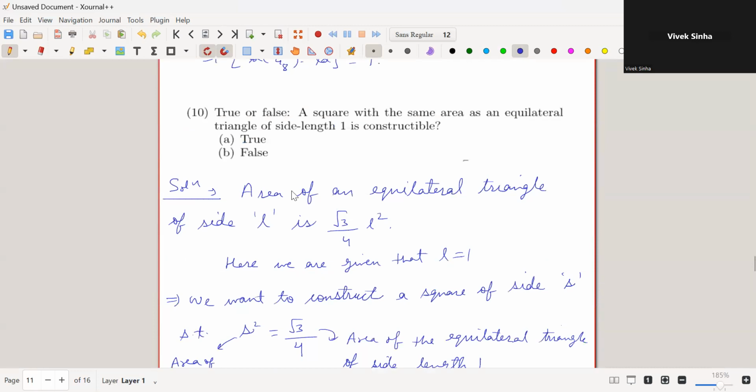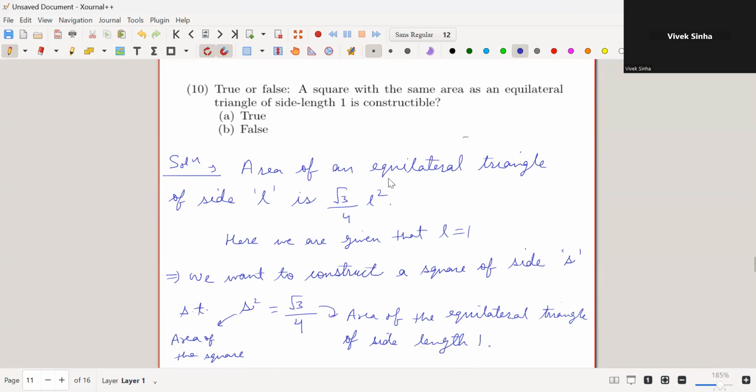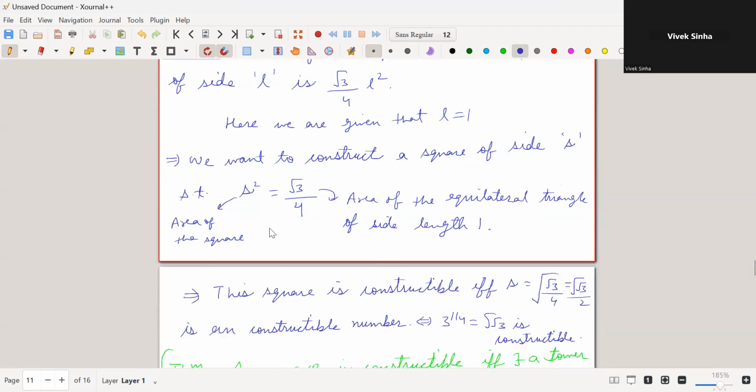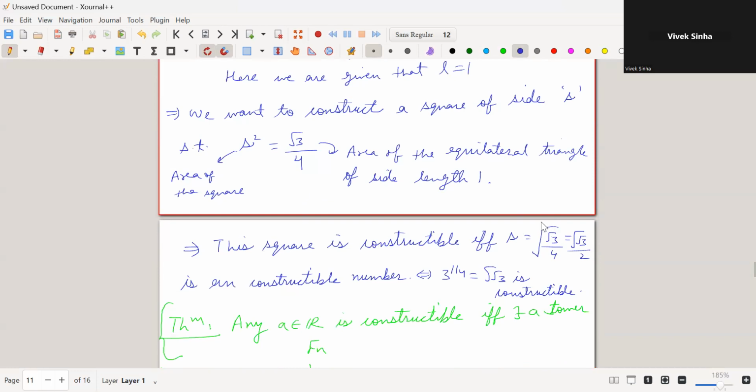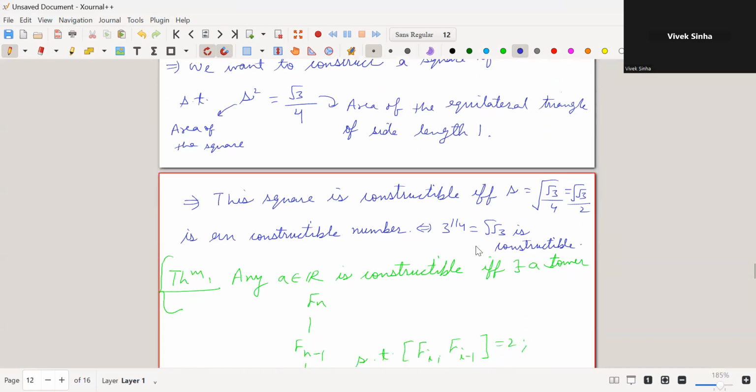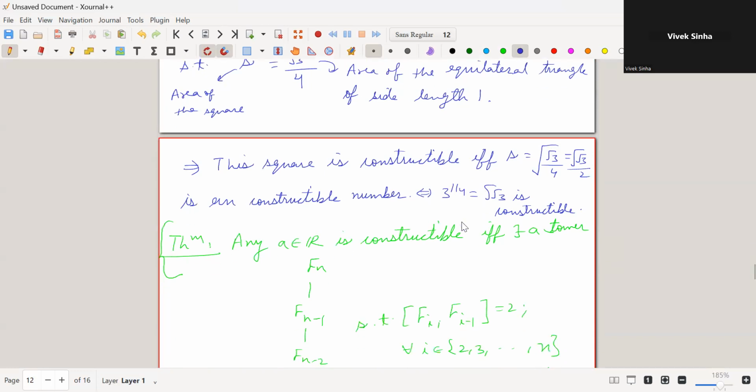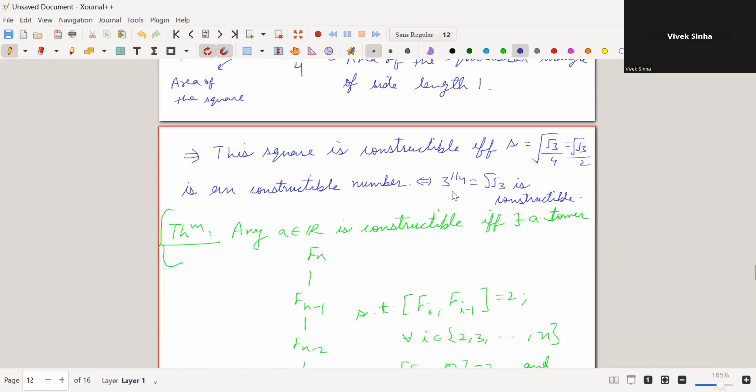So it says whether a square of the area same as an equilateral triangle of side 1 is constructible or not. So area of an equilateral triangle is root 3 by 4 L square. Length is 1, so it will be root 3 by 4. So we can construct a square if its side S has S square equal to root 3 by 4. So this square is constructible if and only if the side of length square root of root 3 by 4 is constructible. That is root 3 again under root by 2. 2 is a rational number, so you can ignore it, and then it is just 3 raised to 1 by 4. Okay, so the square is constructible if and only if this 3 raised to 1 by 4 is a constructible number.